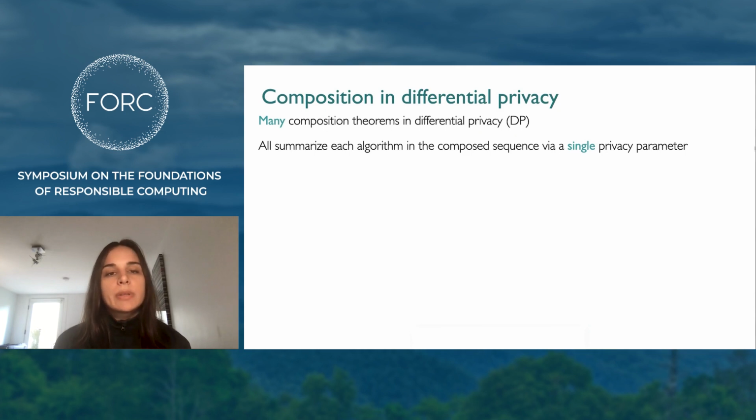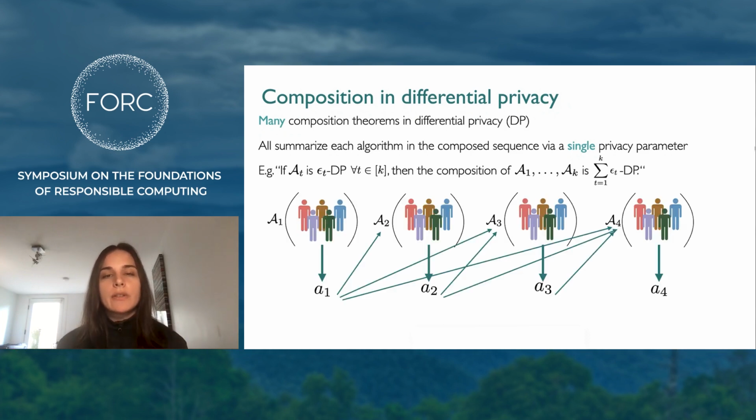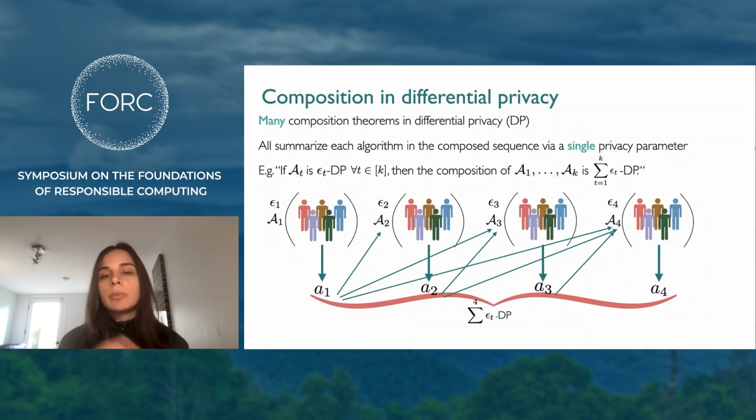So a typical composition theorem in the literature might look something like this. We say if A_t is epsilon_t differentially private for all t, then the composition of A_1 through A_K has a differential privacy parameter that's equal to the sum of these epsilon_t's. So in the context of the diagram that we had previously, we would associate each of these algorithms in the sequence with a single privacy parameter. And then to compute the overall privacy parameter, we would just add these parameters up.